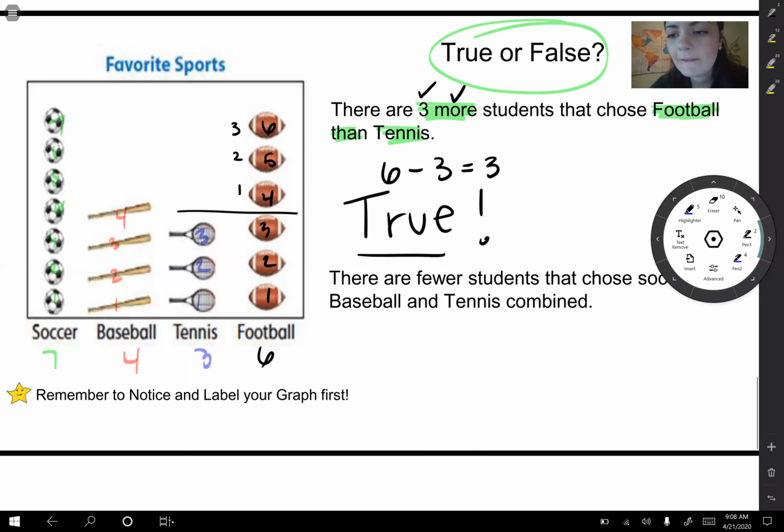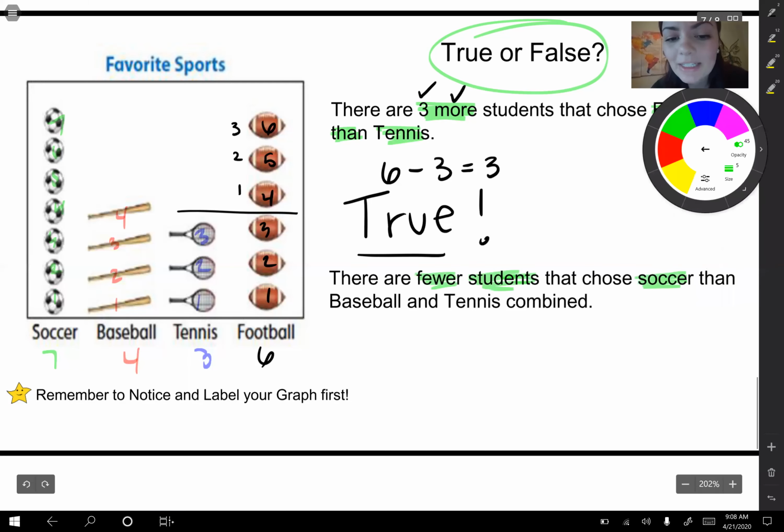Next, there are fewer students that choose soccer than baseball and, that's important, and tennis combined. So that means I really need to think about this. There are fewer students that choose soccer. So we have to figure out fewer students that pick soccer. So that means soccer is going to be a smaller amount than baseball and tennis.